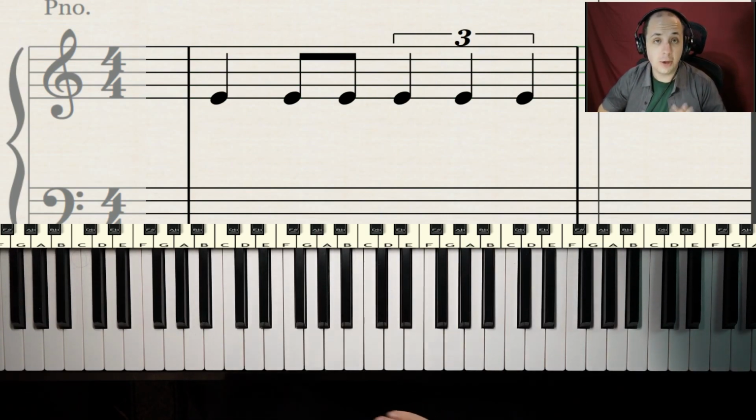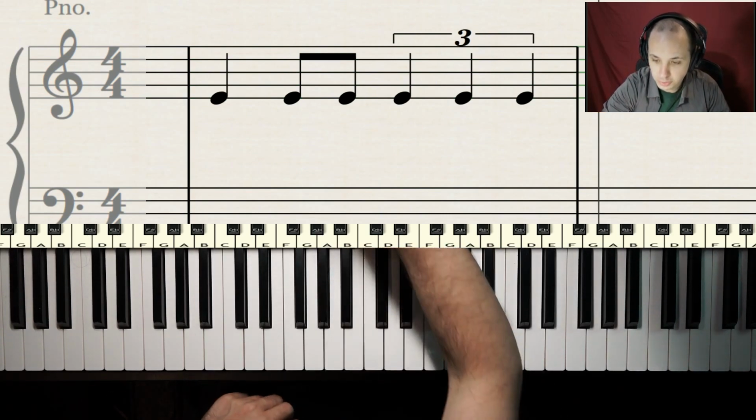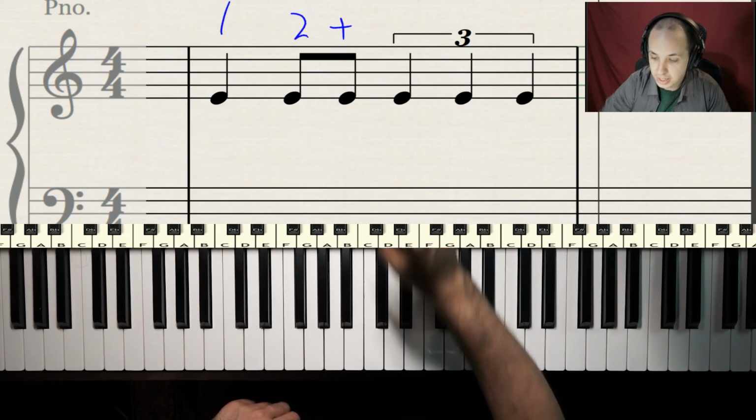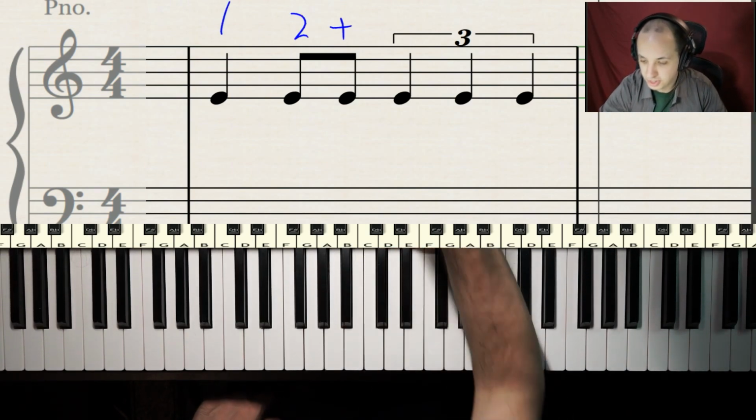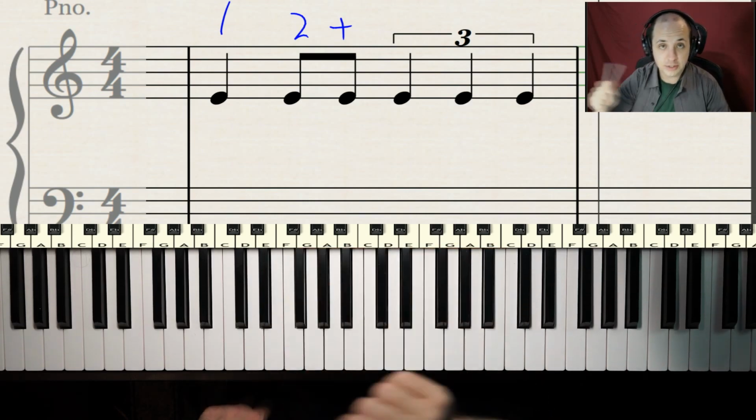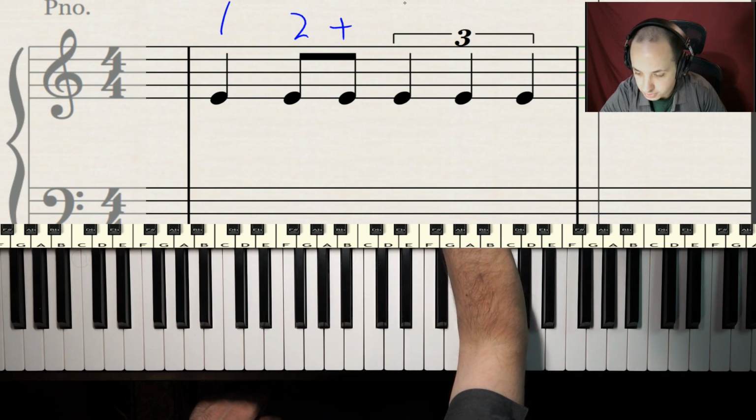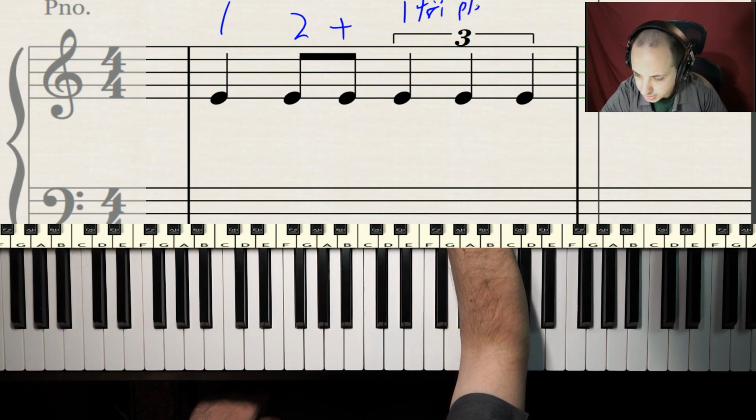So here we go. How are we going to count out this measure? Well, you have beat 1, right? Pretty easy. 2, and then how are you going to count this, right? So you're going to write out now the last 2 beats in eighth note triplets, or what you would normally say for that. So you would write 1, triplet, 2, triplet.